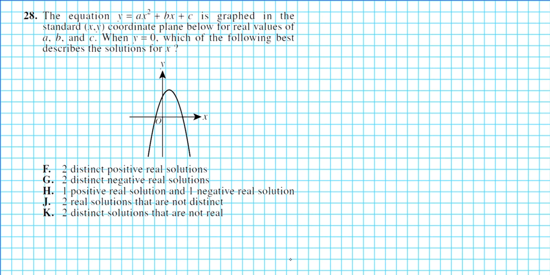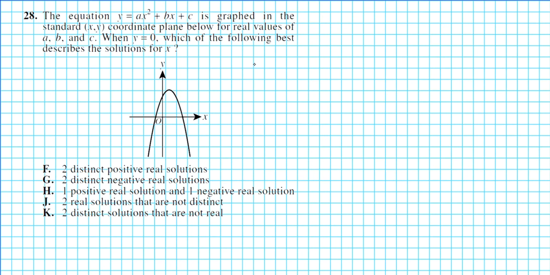Alright, let's take a look at question 28. It says the equation y equals ax squared plus bx plus c is graphed in the standard xy coordinate plane for real values a, b, and c. When y equals 0, which of the following best describes the solutions for x? So, if you are given a quadratic equation, what is the solution using a graphical representation?